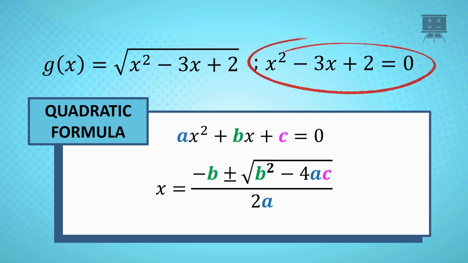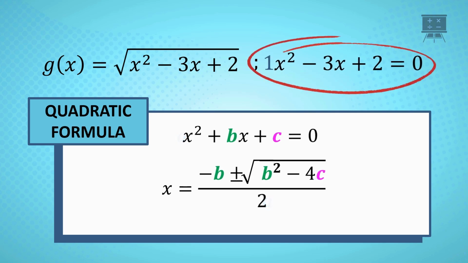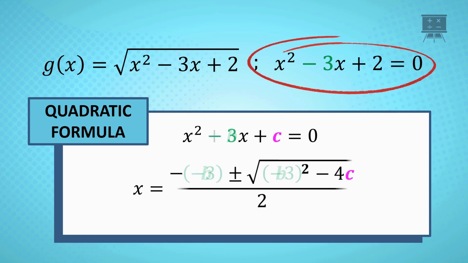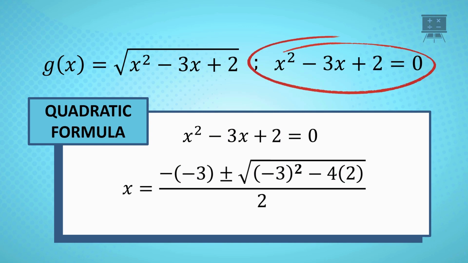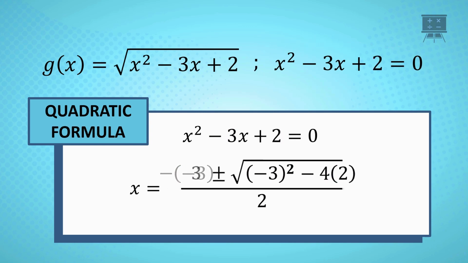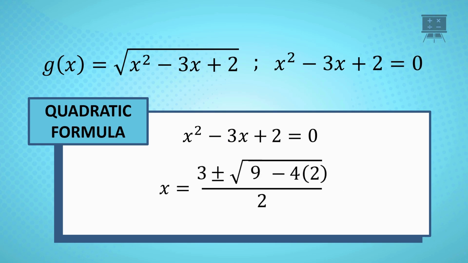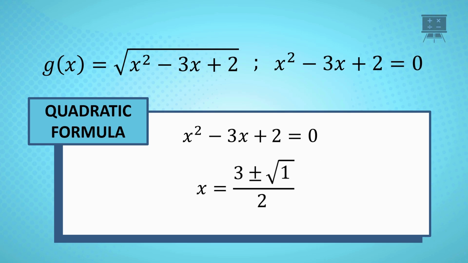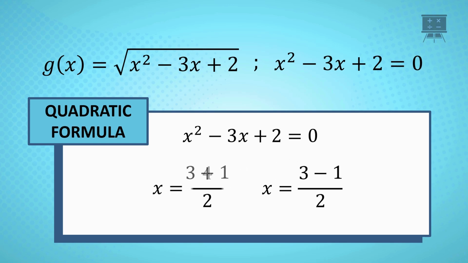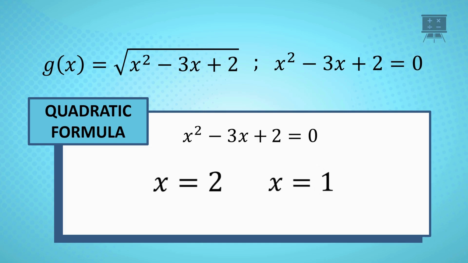In our equation, a equals 1, b equals -3, and c equals 2. Solving for x: x equals 3 plus or minus the square root of 9 minus 8, over 2, equals 3 plus or minus the square root of 1 over 2, equals 3 plus or minus 1 over 2. x equals 4 over 2 equals 2, and x equals 2 over 2 equals 1. The zeros of our radicand are 2 and 1.